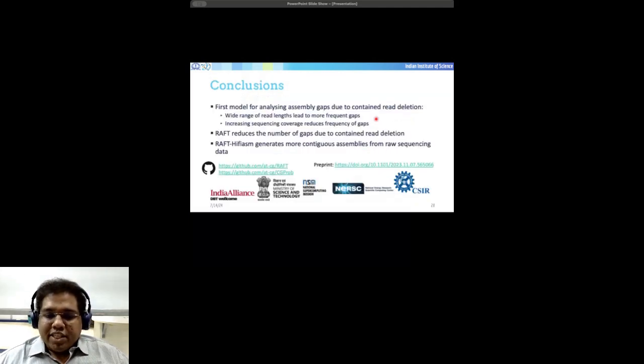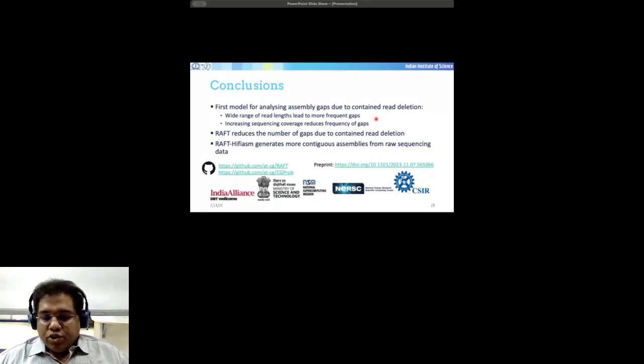I would like to conclude my presentation by saying that contained deletion is still not a solved problem and remains a major bottleneck for string graph based assemblers. But we have demonstrated that assembly gaps due to contained deletion occur more frequently in datasets with a large range of read lengths. Using Raft reduces the number of assembly gaps, and there is also a twofold increase in assembly contiguity when using Raft HiFi ASM.